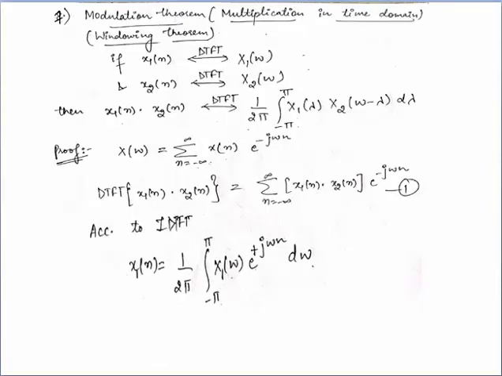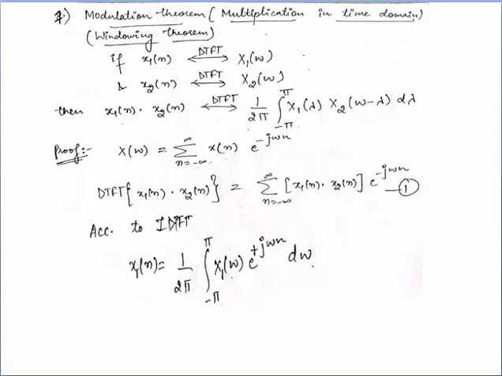Seventh property of DTFT is the modulation theorem or multiplication in time domain, that is also called the windowing theorem. In this, again, if x1(n) has DTFT X1(omega) and x2(n) has DTFT X2(omega), then the multiplication of two sequences, that is x1(n) into x2(n), has DTFT 1 by 2 pi integral minus pi to pi X1(lambda) into X2(omega minus lambda) d lambda.